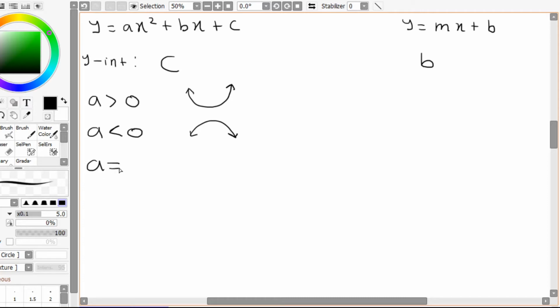A cannot equal 0 in quadratic relations because then this term will just cancel and we will be left with a line. See how bx plus c, if that were to be left over, looks like mx plus b.